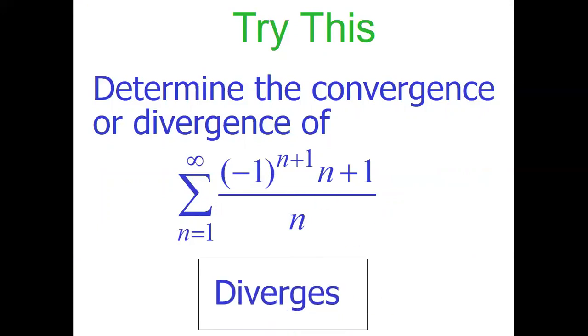So this diverges. And be careful, it diverges not because the alternating series test failed, but because of the nth term test. The nth term does not go to 0. A lot of times the alternating series test and the nth term test kind of go hand in hand. So again, this didn't diverge because of the alternating series test's conditions not being met; it diverged because the nth term didn't go to 0.